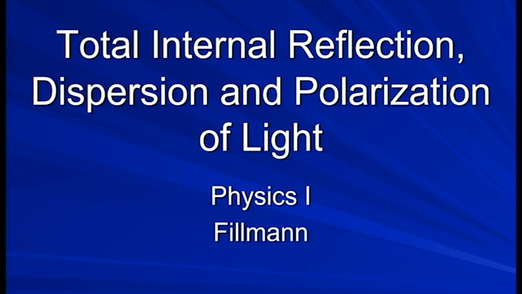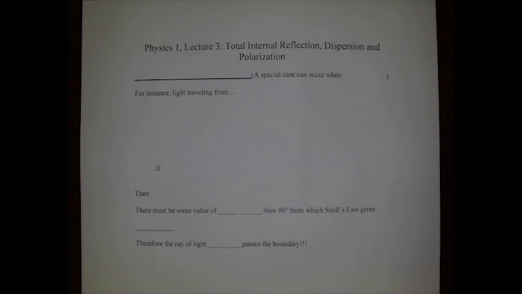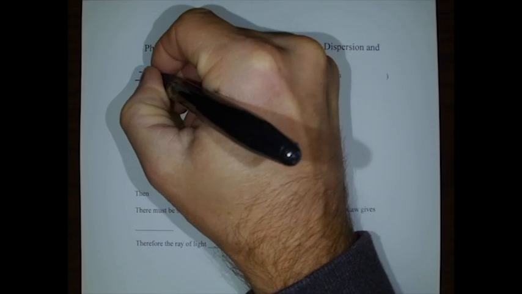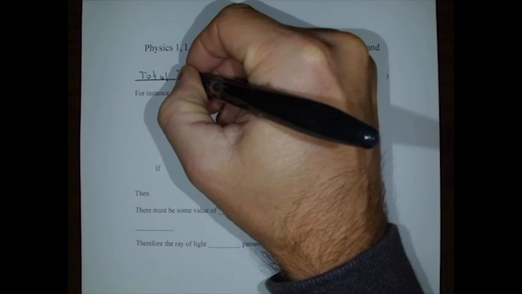Welcome. In today's lecture, we're going to take a look at three different light phenomena: internal reflection, dispersion, and the polarization of light. So first, let's consider an extreme case of the bending of light that goes by the name total internal reflection.